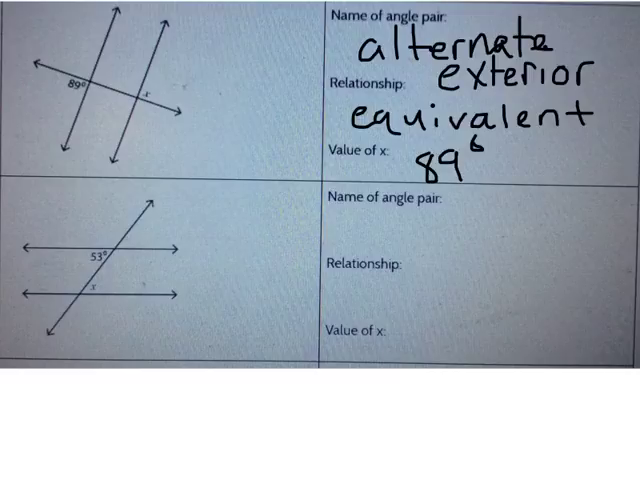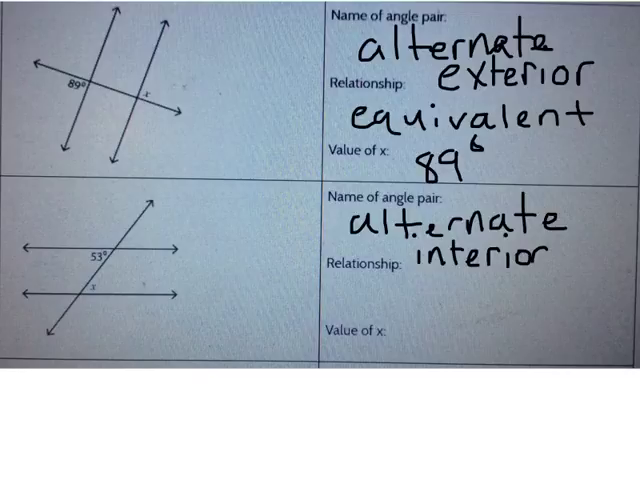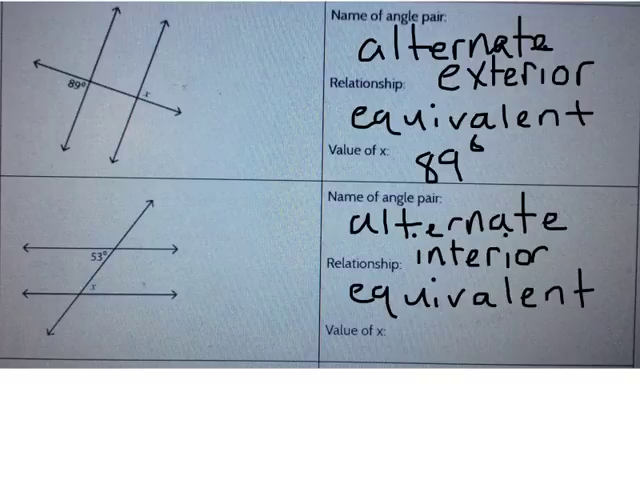Let's look at another. Name this angle pair, 53 degrees and x. These are alternate interior angles. So what's their relationship? These two angles are equivalent. So what's the value of x? It's 53 degrees.